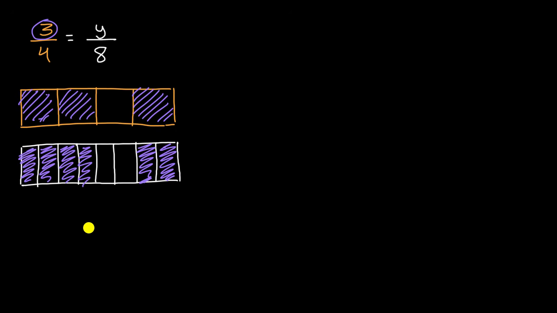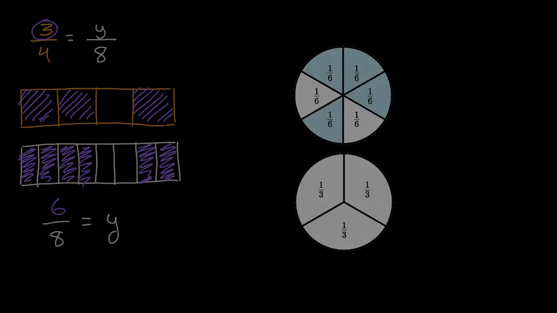So how many eighths have I shaded in? Well, I have 1, 2, 3, 4, 5, 6 eighths. So I have 6 over 8. So 3/4 is equivalent to 6 eighths. So in this scenario, y is equal to 6/8, or we could say 6/8 is equal to y. Now, let's do another example.